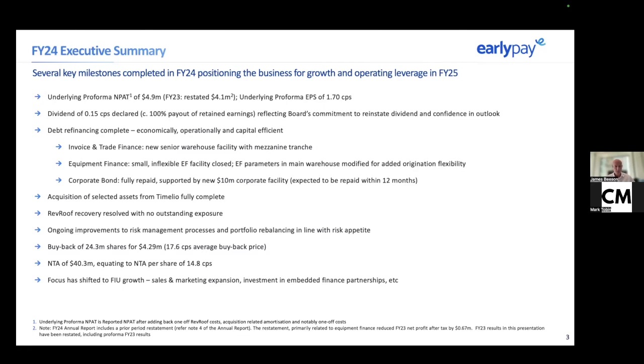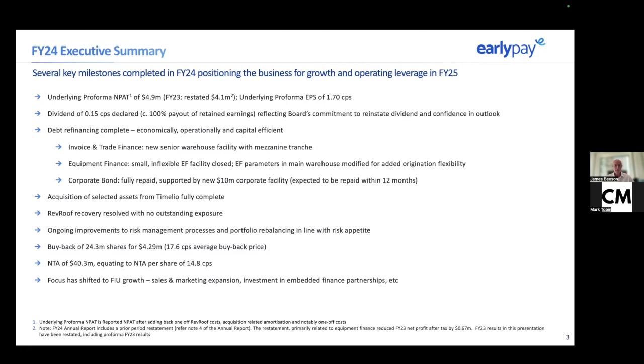There was a corporate bond that was fully repaid. That was $20 million. And to do that, we added a new $10 million corporate facility that we only expect to have for 9 or 12 months, and we'll pay that out. At the end of last calendar year, we acquired a business called Timelio, which focused on invoice financing, a little bit of trade. So that integration has now pretty much fully completed.